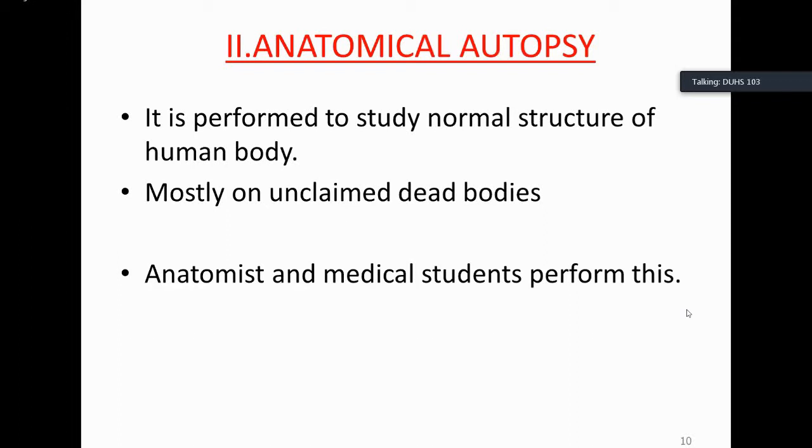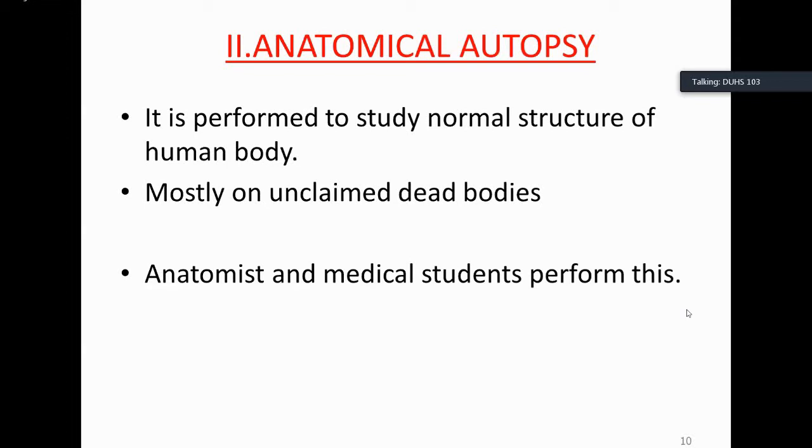So we just preserve that body, and they were used in the dissecting room for anatomical purposes, to teach the student the normal course of anatomy, basically the origin and insertion of the muscles, layers, ligaments, and the viscera, each and every single thing. That examination is usually done by the anatomist, and the medical students perform this, because it was part of the curriculum in the previous years.